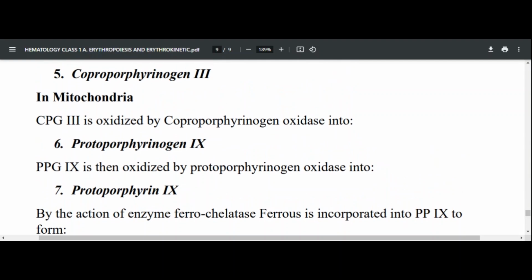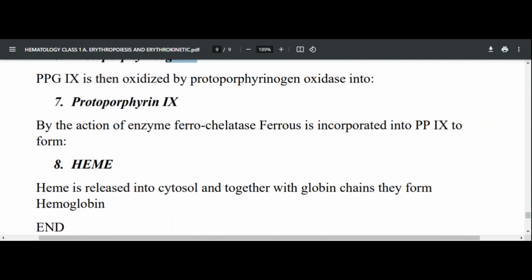There's one proto which ends with gene, and gene means production, or giving birth to something. And then there's another proto, the last proto, which ends with 9. It is just protoporphyrin without a gene. So that one is the last one. And finally, after that, there will be heme. So then it becomes very easy to memorize those seven molecules.